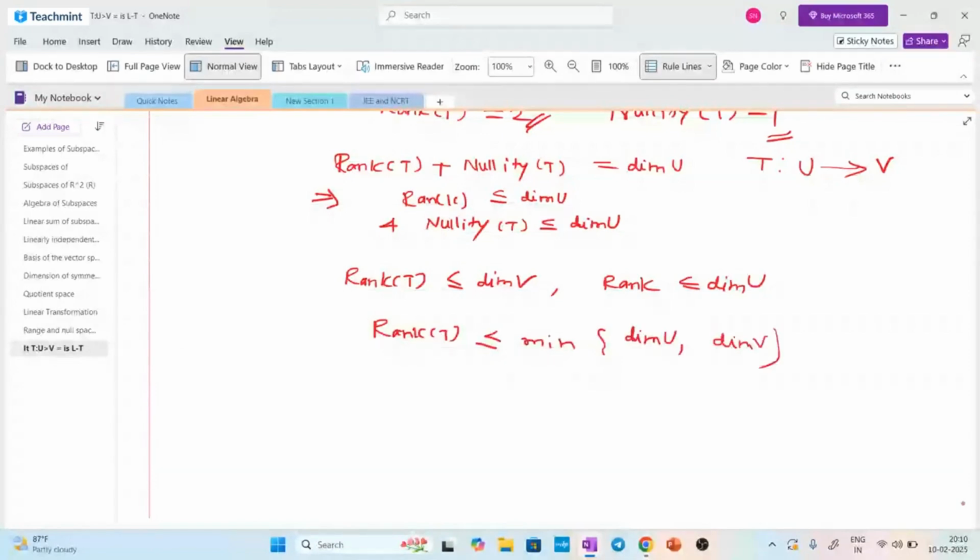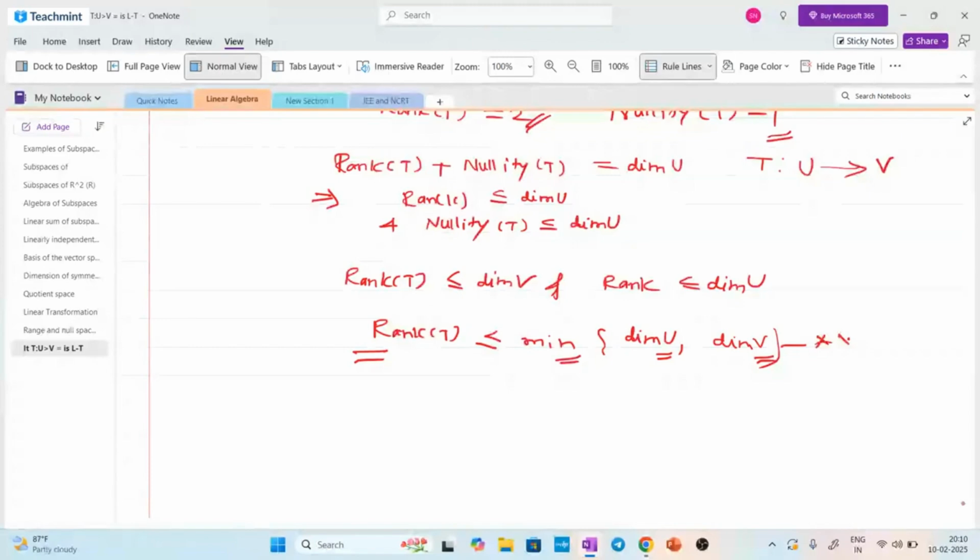Right? Whichever is the minimum, it is less than that. Less than what? Rank of T. Rank of T is less than dimensions of V and dimensions of U. Therefore, the rank of T is always less than or equal to the minimum of dimensions of U and dimensions of V. It is also a most important result. I will put a table star on it.